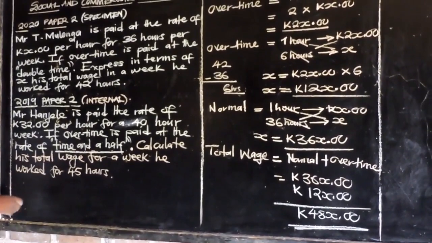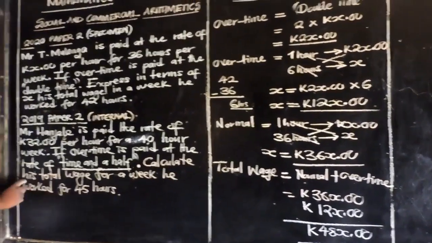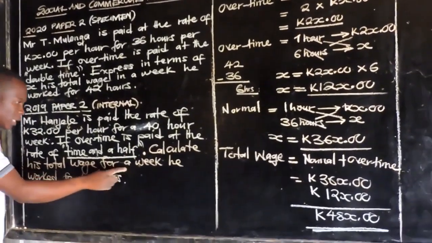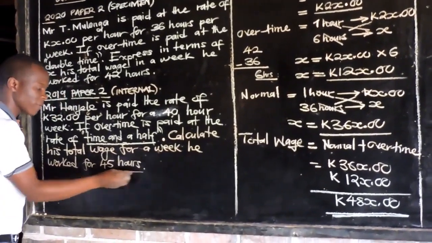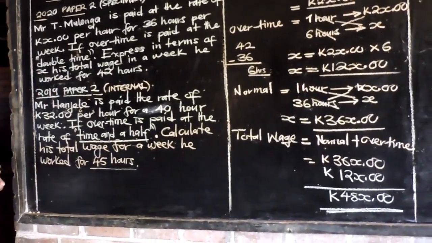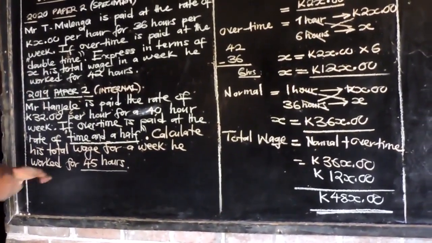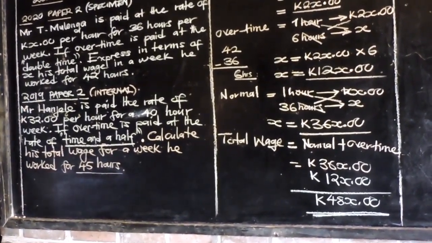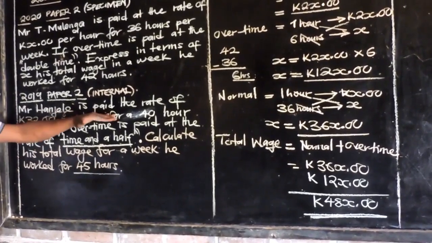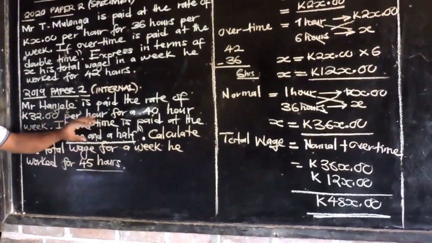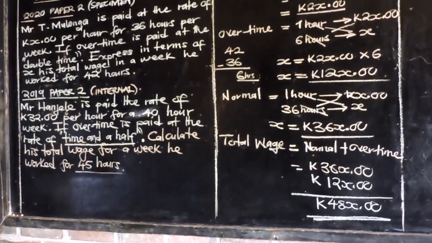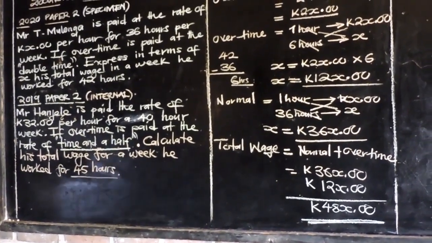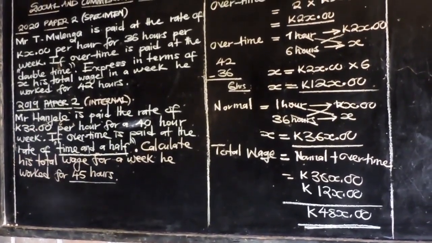Okay? Then it said, calculate his total wage. For a week, he worked for 45 hours. So what was his wage? In a week, he worked for 45 hours instead of 40 hours. So his normal was 40 hours, but he worked for 45 hours. And he was given per hour how much? Okay?